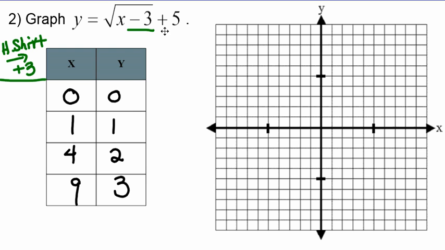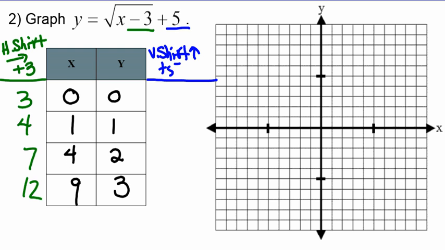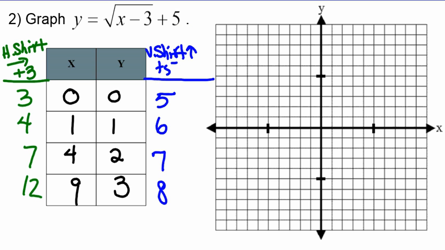We also have another transformation here with the outputs that's going to impact our y values. Since we're adding, it's going to be going up, so a vertical shift, up 5 units. And we can apply those changes to our table. So again, the inputs, horizontal shift to the right, adding 3. And the outputs, the vertical shift, adding 5. So when we plot our points for the transformation, we're going to use these as the inputs with their corresponding outputs. We'll have a point at (3, 5), (4, 6), (7, 7), (12, 8).